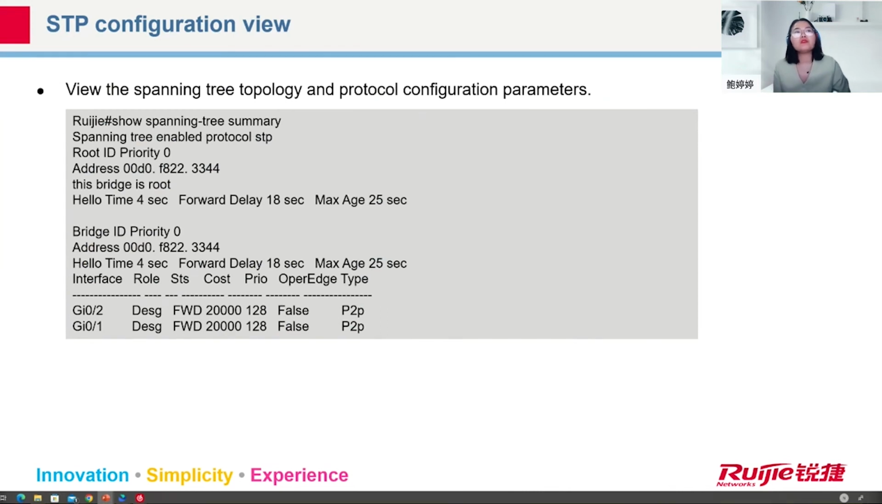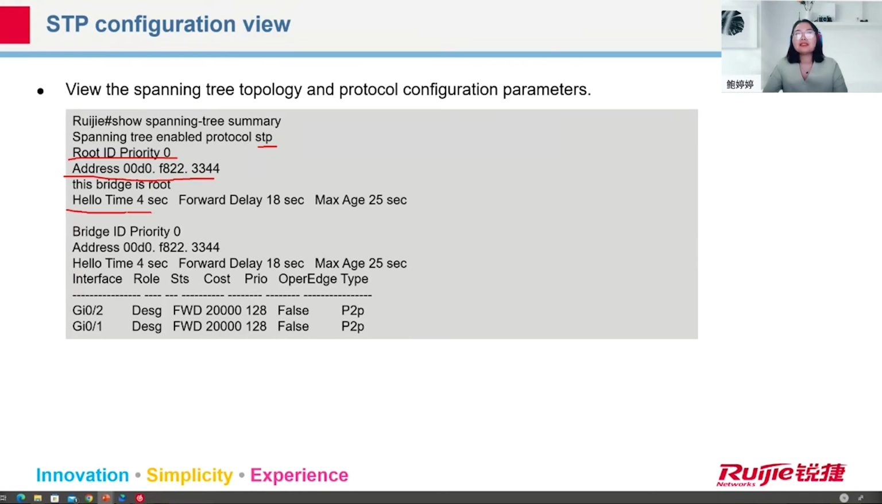And another one, after we finish the commands, you can use the command to do the check. Show spanning-tree summary. And here you can see lots of information. First, what type of spanning tree protocol you use? Here we use STP. And the root ID priority is 0. Maybe this switch is not the root bridge, pay attention to this part. And the MAC address of the root ID is this one. And whether this bridge is the root or not, here it will directly let you know.